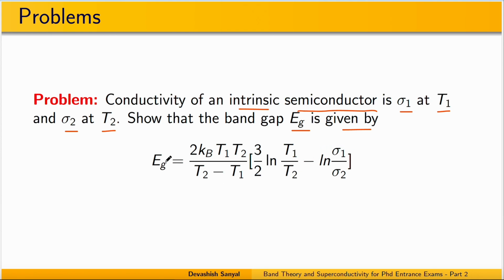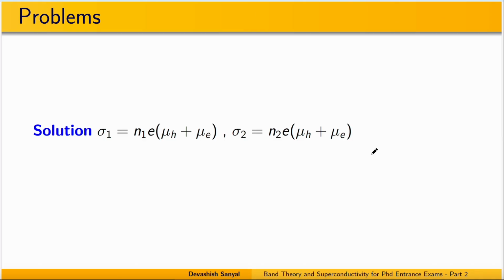So what you have to show is that the energy gap between the two bands Eg is given by this expression. What is given is sigma 1, which is for temperature T1, and sigma 2, which is for temperature T2. So this is the expression for conductivity.